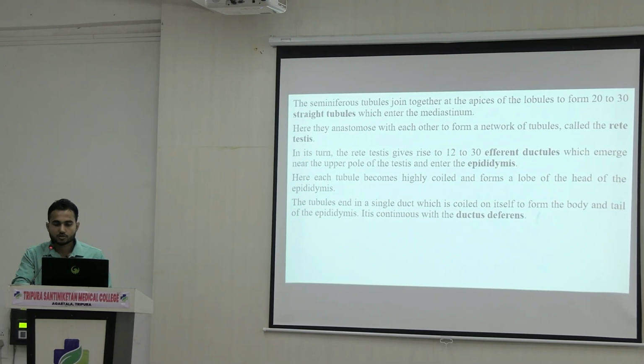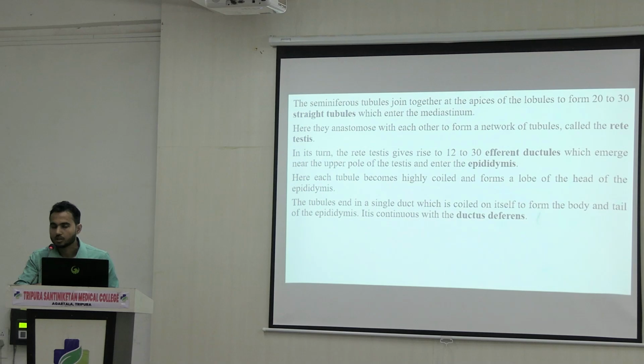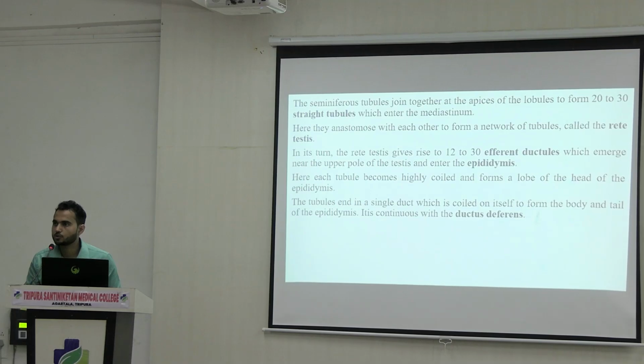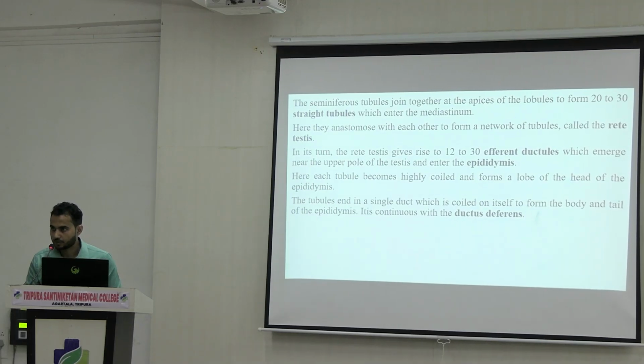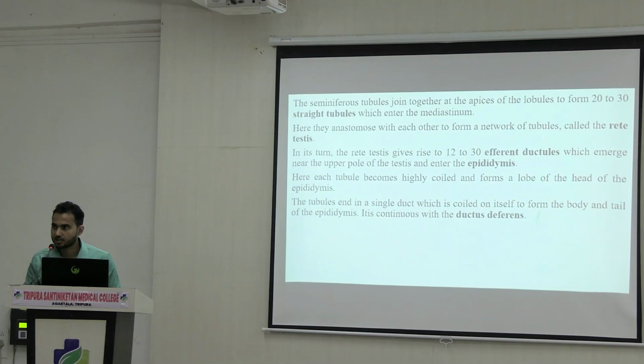Next, those seminiferous tubules, what will happen? What will they form? First of all, the seminiferous tubules will join together at their apices, at the apex of the lobule, to form 20 to 30 straight tubules. Next, they will anastomose with each other to form a network of tubules called the rete testis.